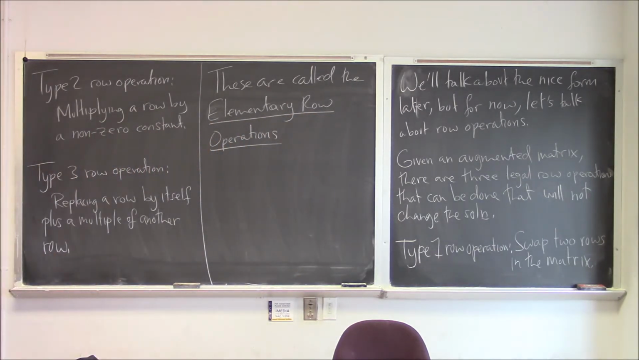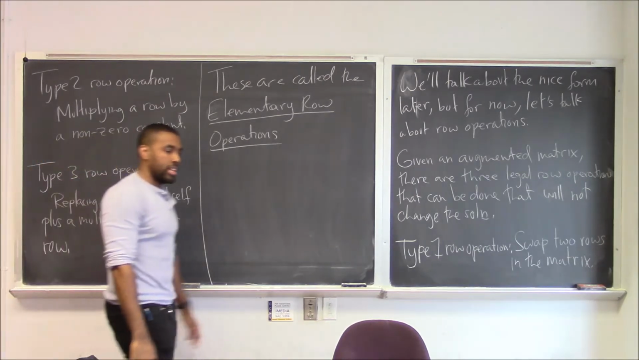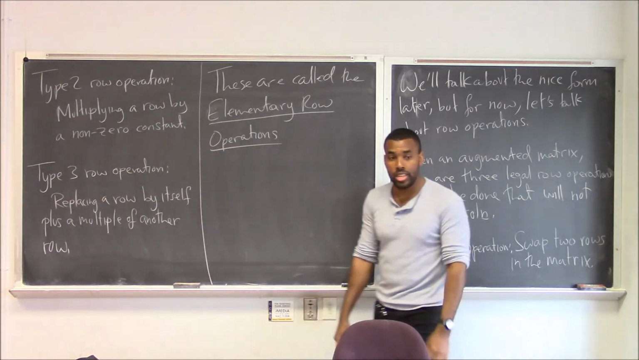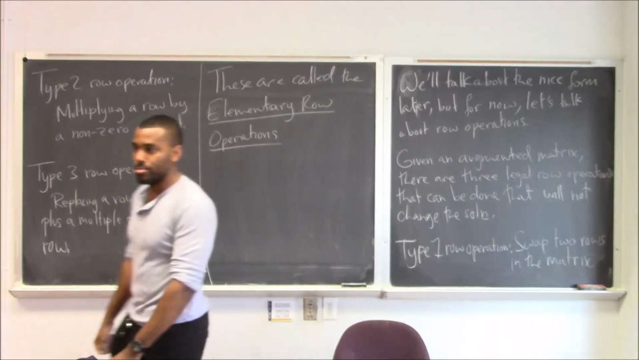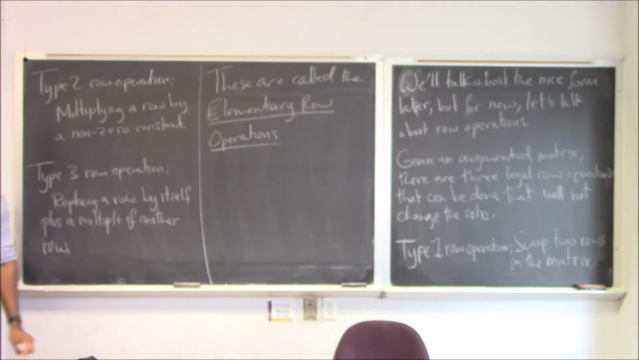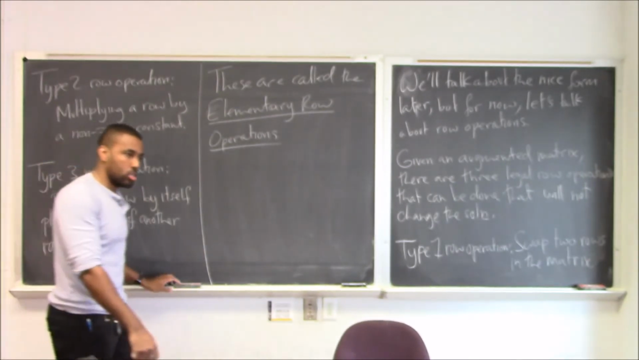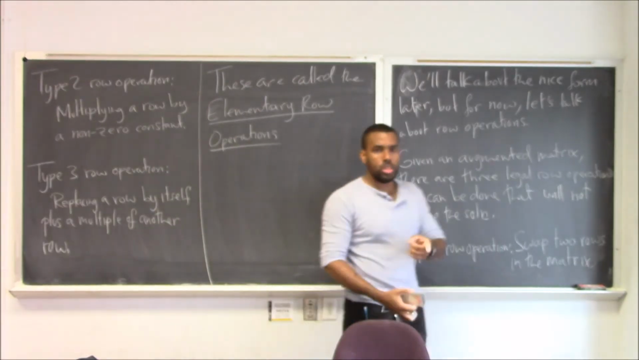Literally anything else you do to a matrix that represents a system that is not one of these or a combination of one of these, you've done something illegal. Okay? These are the only three things you can do on an augmented matrix and not change the solution to the system.